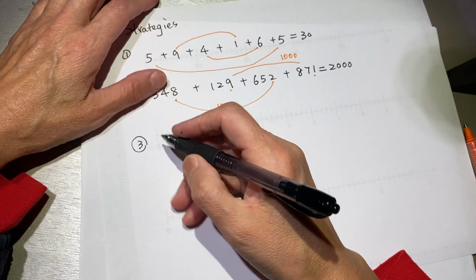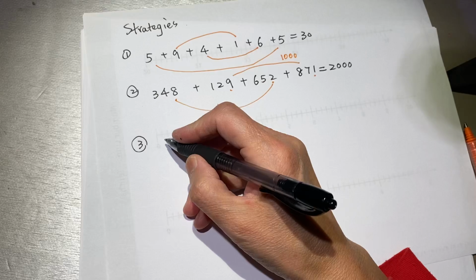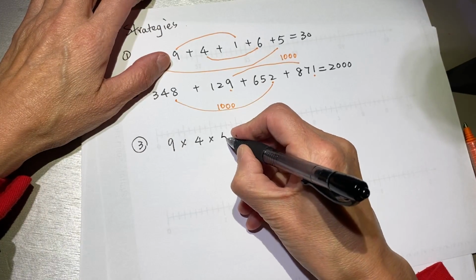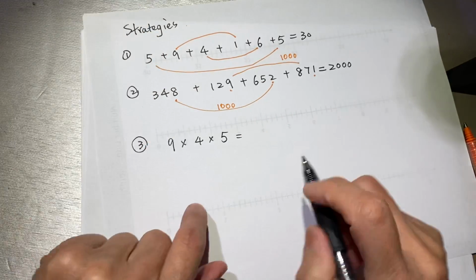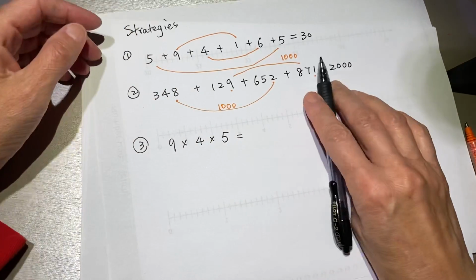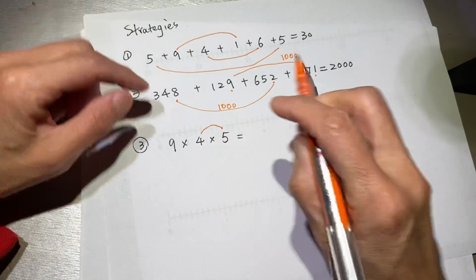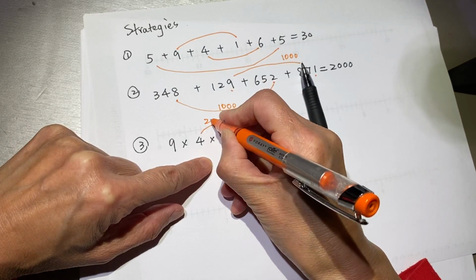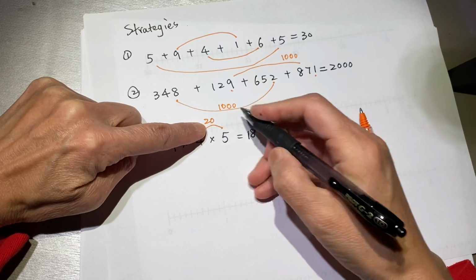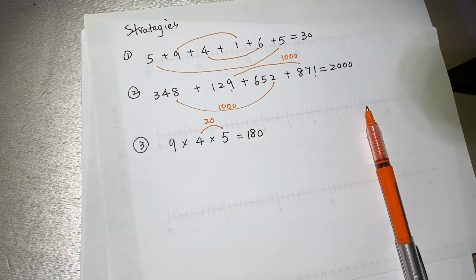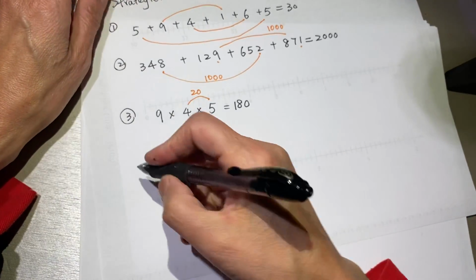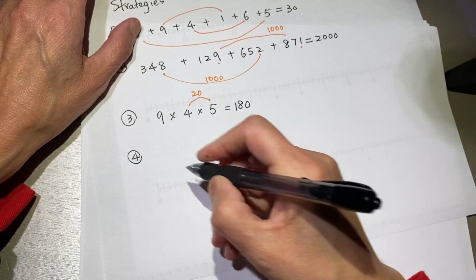Okay, so here I have another multiplication problem: 9 times 4 times 5. So 9 times 4 is 36, times 5. You can do it. But you can also see 4 times 5 makes 20, right? 2 times 9 is 18. And there is a 0. You cannot hide this 0. You cannot steal this 0. That is immoral.